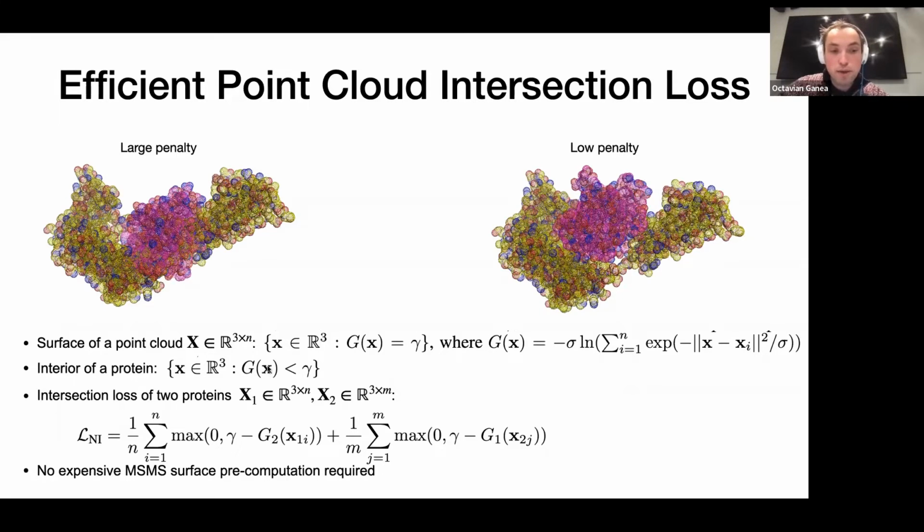So now you can imagine that we can simply do a max margin loss function by trying all pairs of points between x1 and x2. If we have a point which is inside the other surface, we just do a max margin to make it go away, intuitively speaking, get out of the other point cloud. So this doesn't require any surface pre-computation, which can be expensive for various applications.